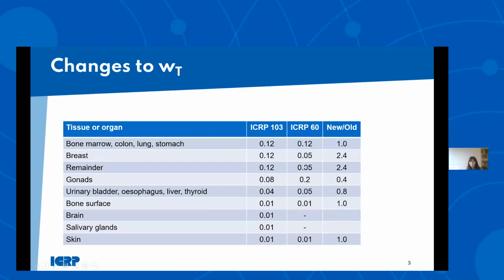Sorry, got the wrong one there. Remainder and gonads. No, breast and remainder are higher. That one is lower. I'll get there in the end, but you've got this to refer to.